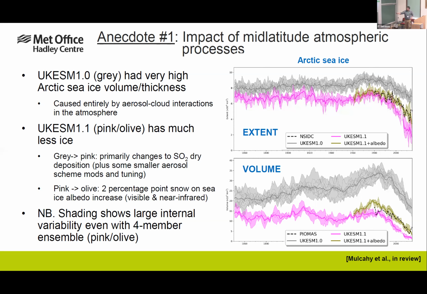And then on top of that, we put in a little tweak to the albedo of snow on sea ice by 2 percentage points, which takes you from the pink to the olive, and actually looks pretty much like observations. Noting that even with this 4-member ensemble here, and this is about a 14 or 20 member one, there's huge internal variability.